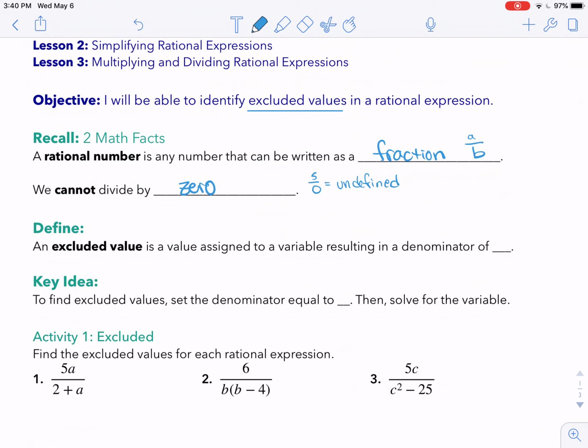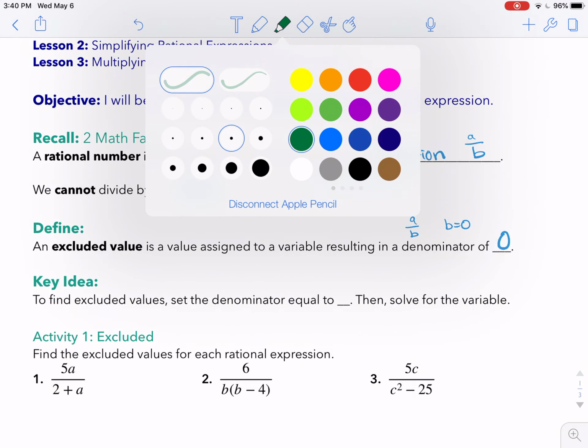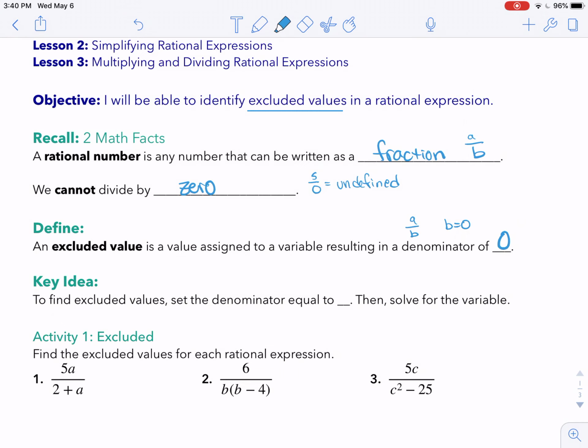Because we cannot divide by 0, then, an excluded value is a value assigned to a variable that will result in a denominator of 0. So if we have a divided by b, and b is 0, then that's an excluded value. Say our excluded value is 0.